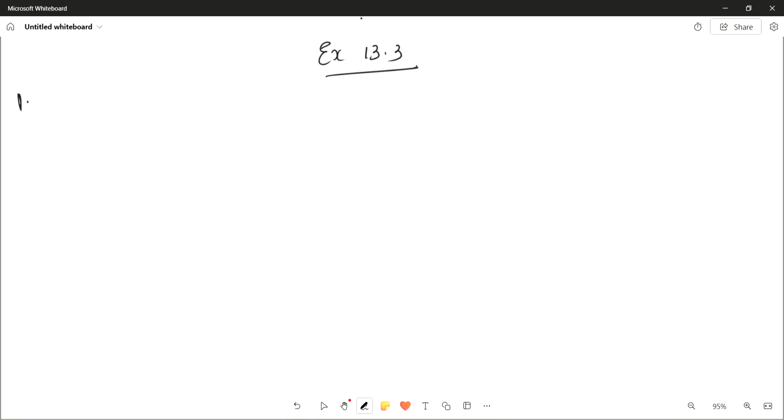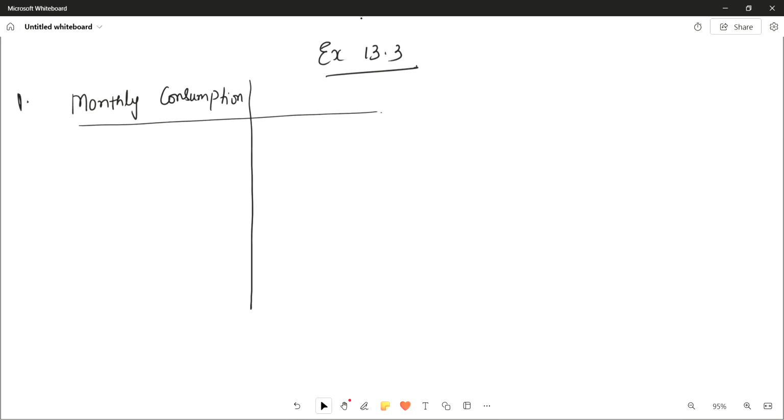The following frequency distribution gives monthly consumption of electricity of 68 consumers of a locality. Find the median, mean and mode of the data and compare them. Okay. Monthly consumption, page number 198, and number of consumers.